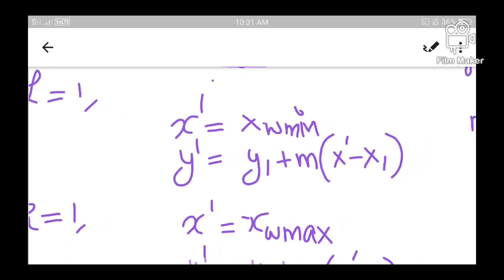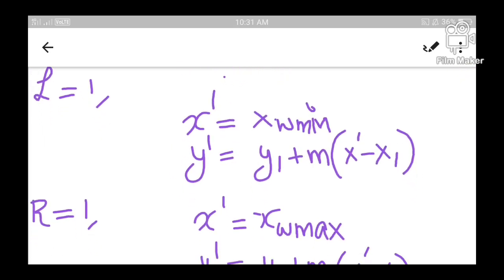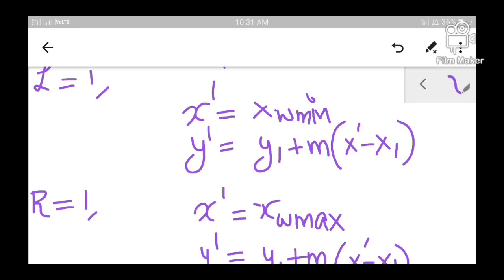Proceeding, how can we perform a left clipping? Rule says you can compute the new intersection point x dash, y dash as x dash is equal to xw min. Xw min is the left boundary of the window. So setting the new x point as the left boundary of the window, that means the value of xw min, the new intersection point of y can be computed as y dash is equal to y1 plus m into x dash minus x1.